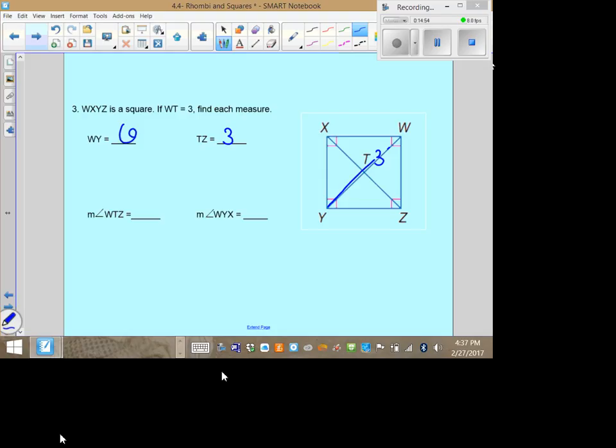The measure of angle WTZ is going to be a right angle since the diagonals of a rhombus are perpendicular, so it's going to be 90 degrees. And then the measure of angle WYX, right here. Remember, since it's a rhombus, the diagonals bisect the angles. And since that angle is 90 degrees, we can divide it by 2, and we get 45.